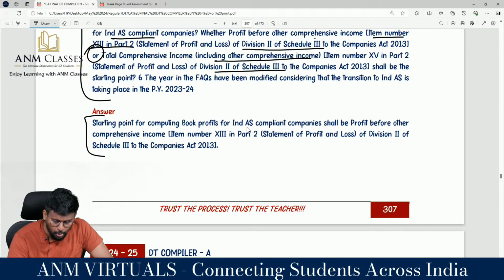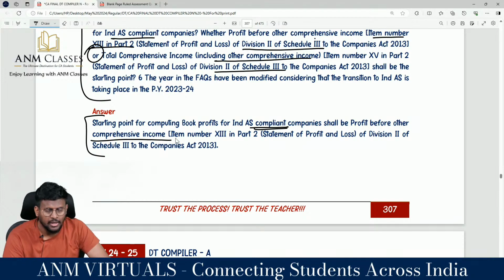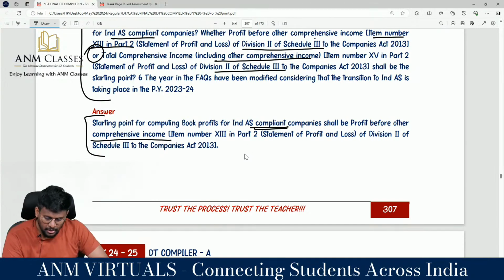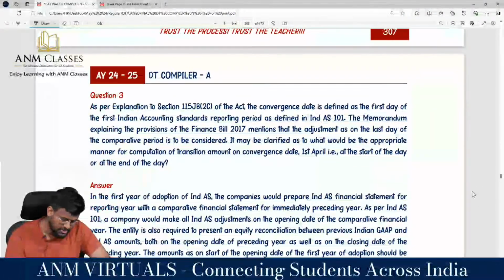Starting point for computing book profit for Ind AS compliant companies shall be profit before OCI. Even in question number 1, the profit should be profit before OCI. Item number something in part 2 of the schedule of P&L of Division 2 of Schedule 3 to the Companies Act.